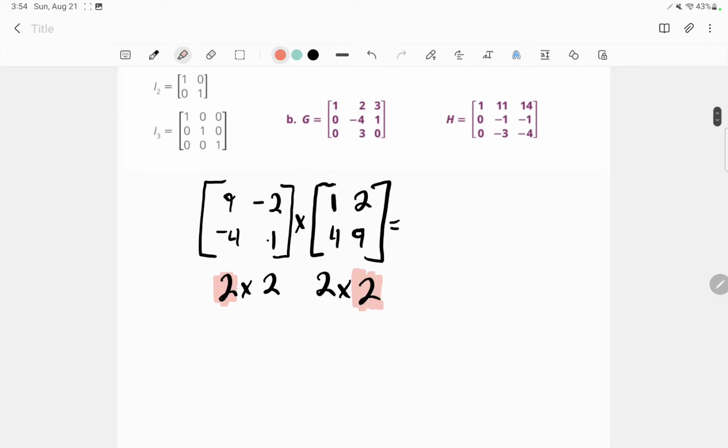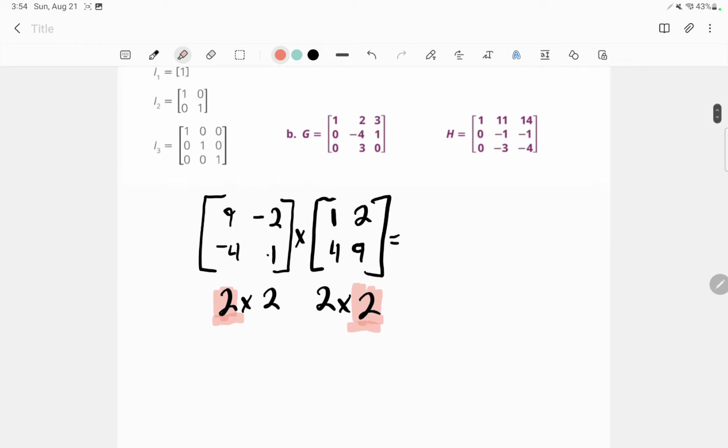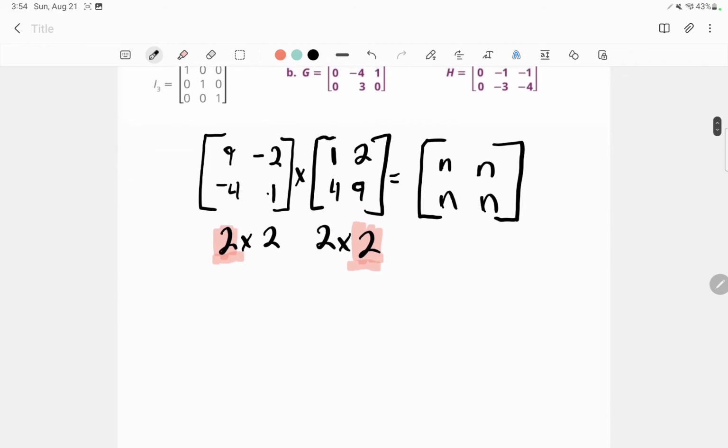I'm going to look at the very outer numbers, and they're both 2. So my answer is actually going to be a perfect square as well. So I'm going to go ahead and do over here a perfect square. That's n, that's n, that's n, and that's n. We don't know what those are yet, but we're going to figure them out in a second.